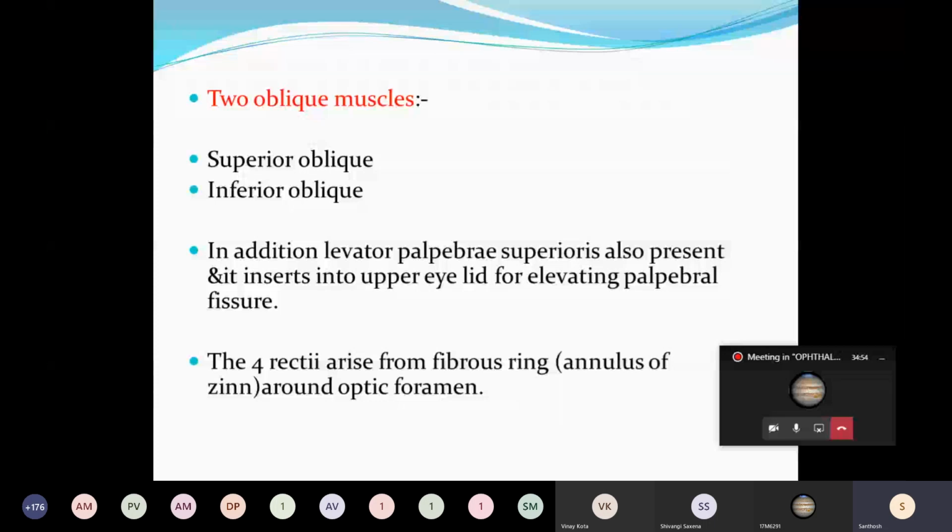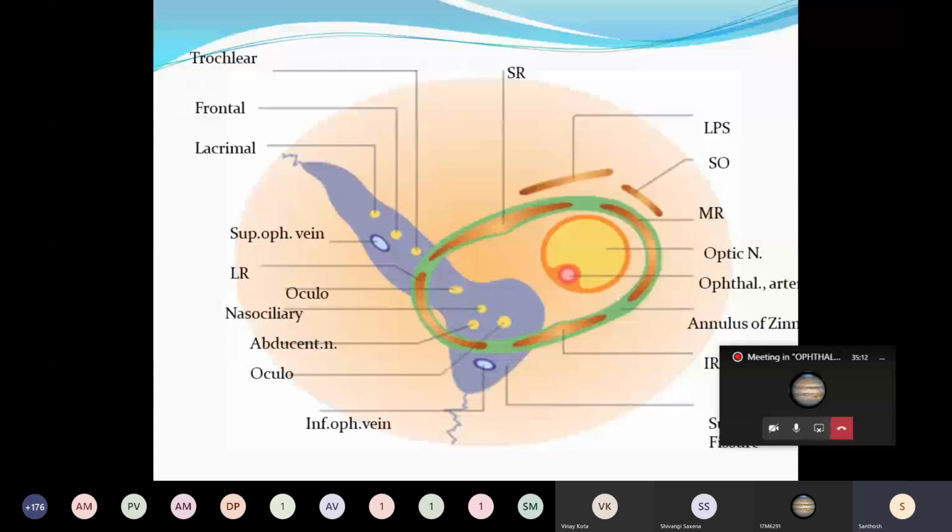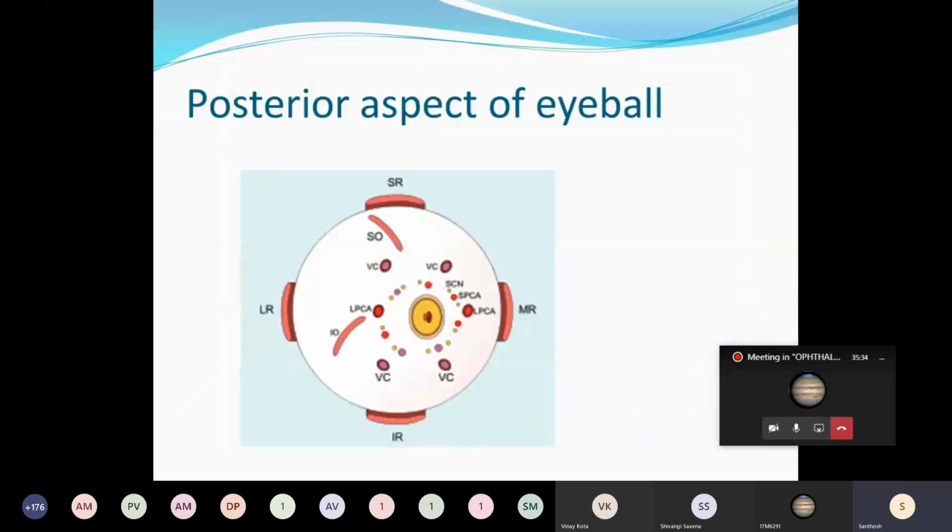This is the diagrammatic representation of the superior orbital fissure, and you know very well that the annulus of Zinn is in the center, and all the muscles, the superior rectus, inferior rectus, medial rectus and lateral rectus, take origin from the respective parts of this annulus of Zinn. And you must note that the levator palpebrae superioris takes its origin slightly above, and the superior oblique also takes origin slightly away from the annulus of Zinn.